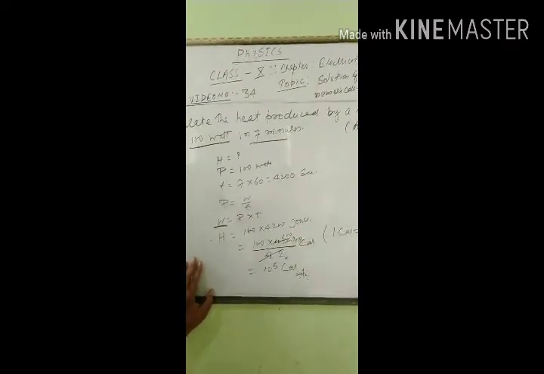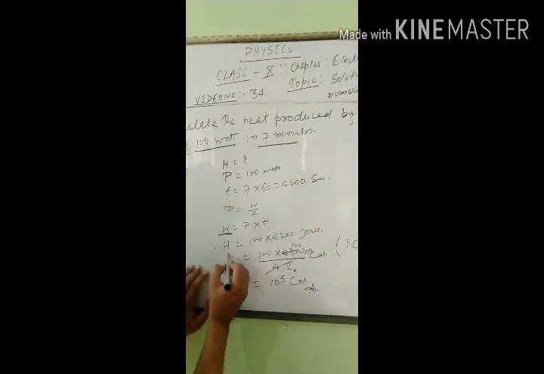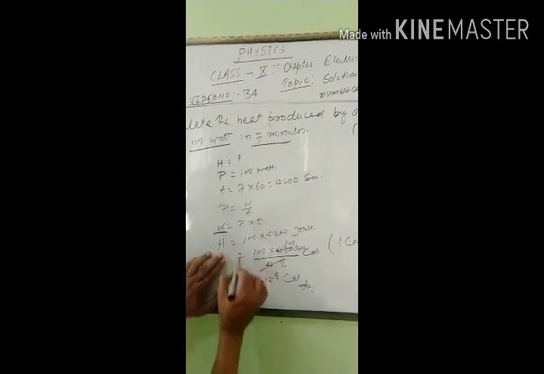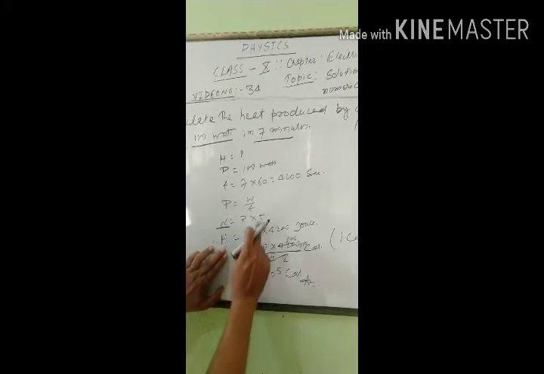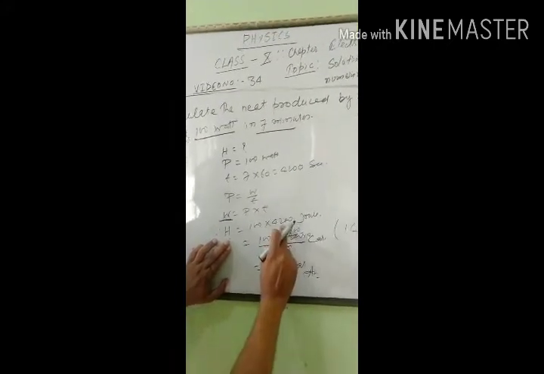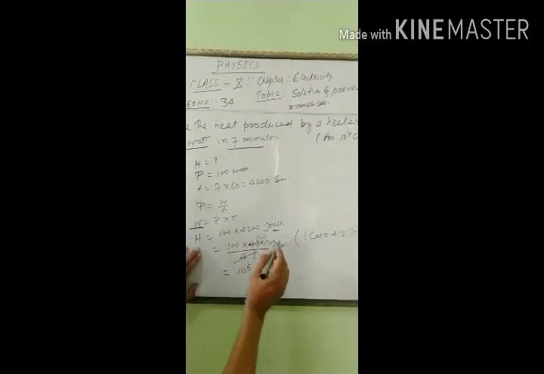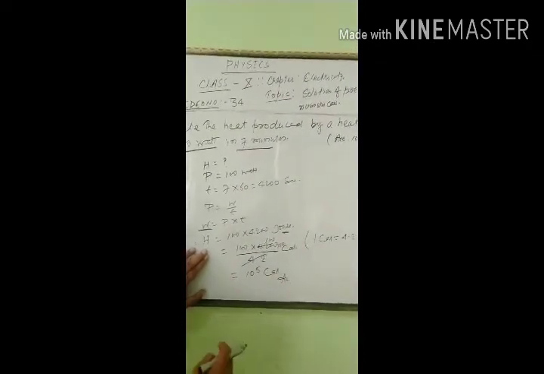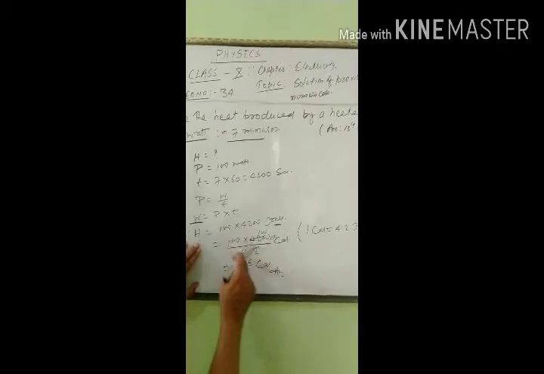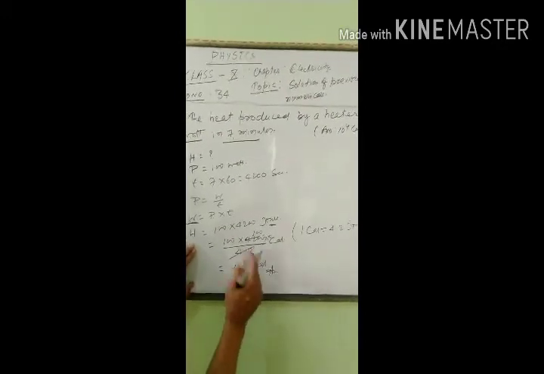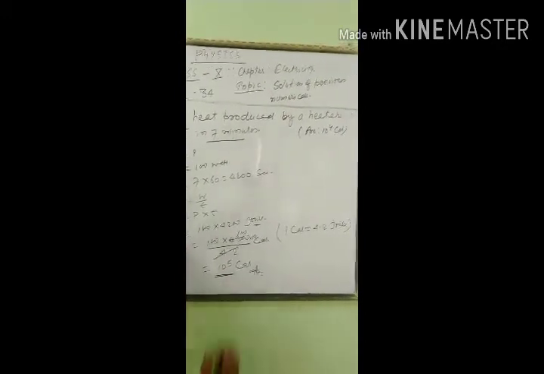This amount of work done is converted into heat produced in the conductor, and that is why W is written here as H, and H equals P into T. P is given here as 100, and T equals 420 second, and now the answer is in joule. You have to convert it into calorie. Therefore this calculation is divided by 4.2, and your answer is 10 to the power 5 calorie.